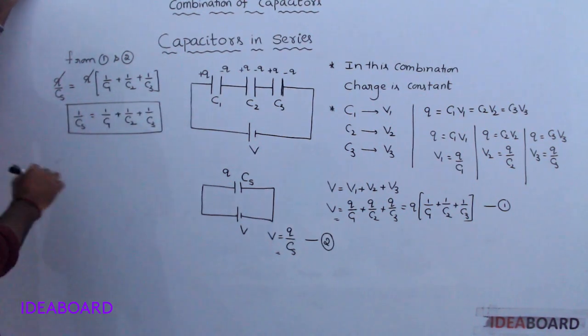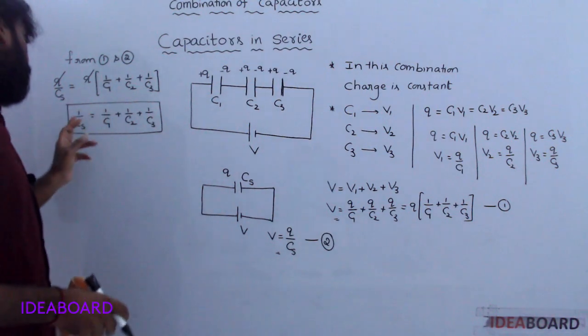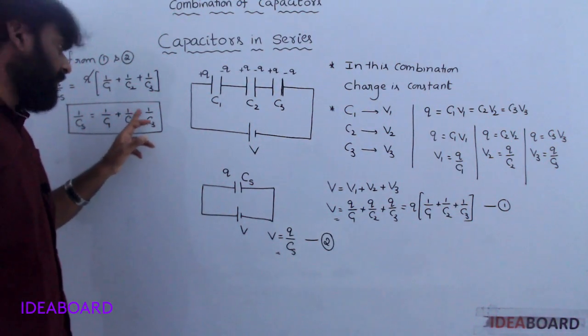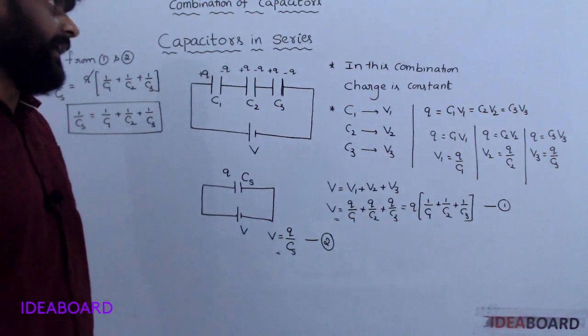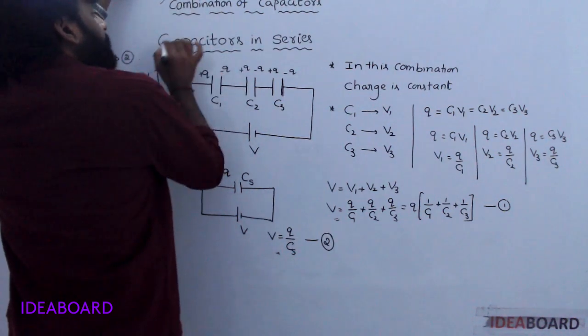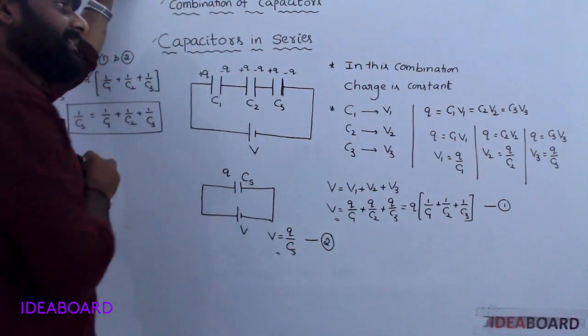In series combination, 1 by effective capacitance is equal to 1 by C1 plus 1 by C2 plus 1 by C3. Understood? Okay. Once again, here combination of capacitors. First one is series combination.